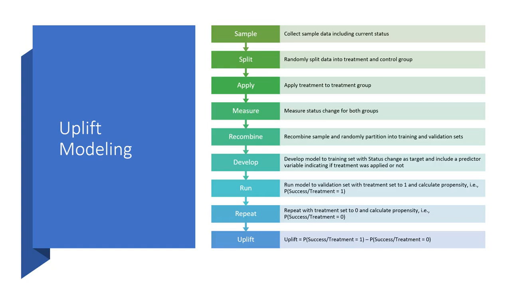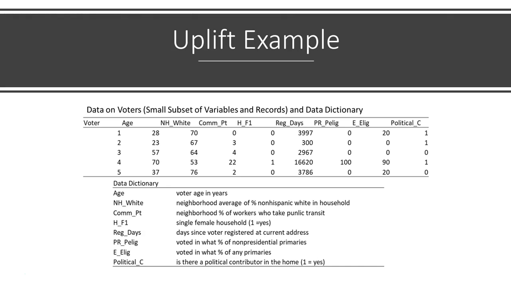And then you're going to run the model with your validation set with treatment set to 1 so that you can calculate the propensity. So basically P success per treatment equals 1. And then you're going to repeat it, but now you're going to set all the 1s to 0s, so you can calculate the propensity of the opposite choice. And then you calculate your uplift by subtracting the two values. So let's look at an example of how that happens.